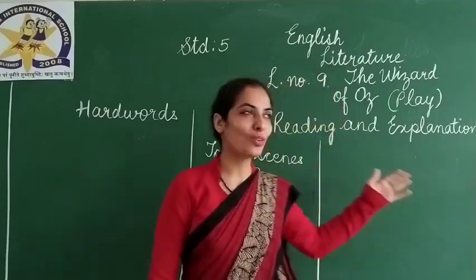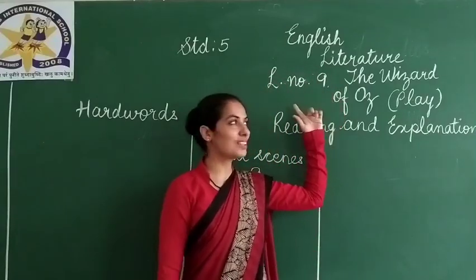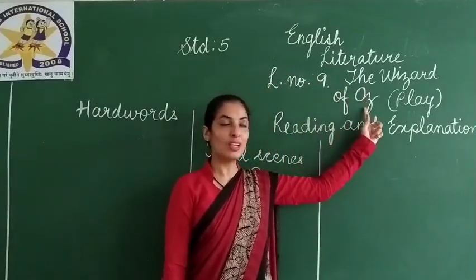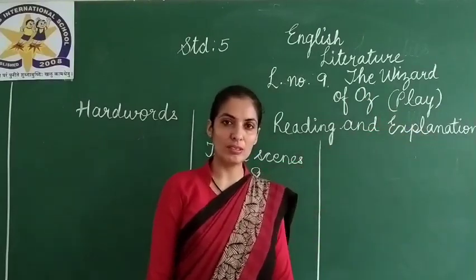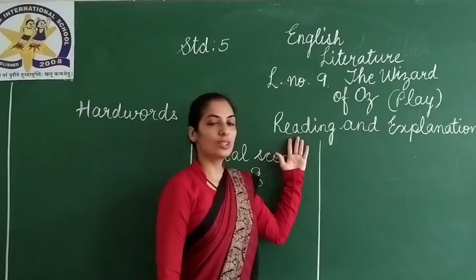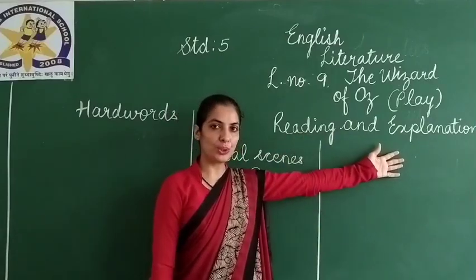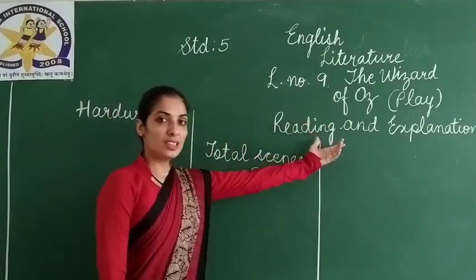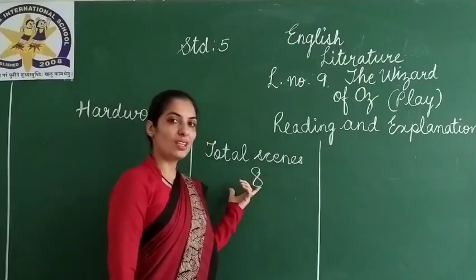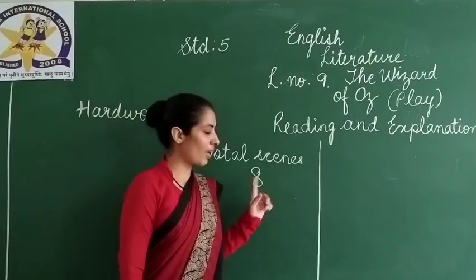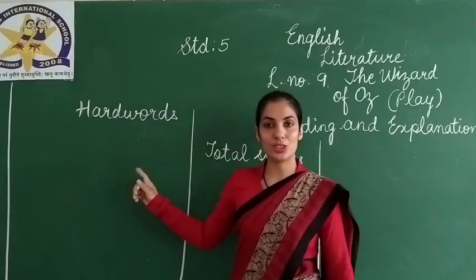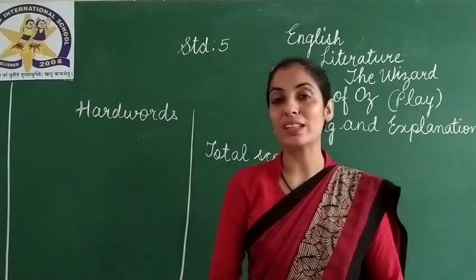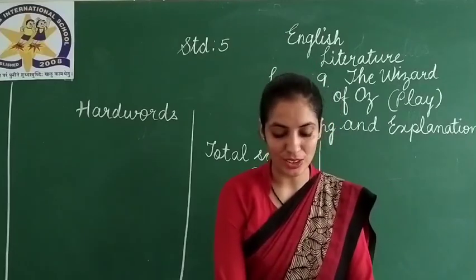Okay, as you can see on the board, our today's topic is lesson number 9, The Wizard of Oz, which is a beautiful play. It is taken from an American novel, and the topic is reading and explanation. As it is a play, it is divided into scenes. How many scenes are there? 8 scenes. And this way we would be writing some hard words which we will come across while reading the lesson. So let's begin it.